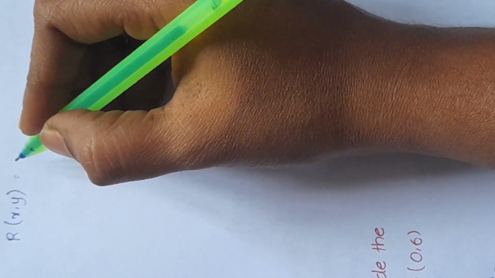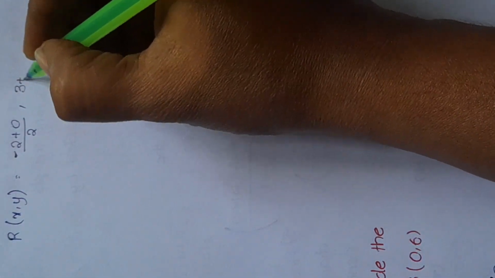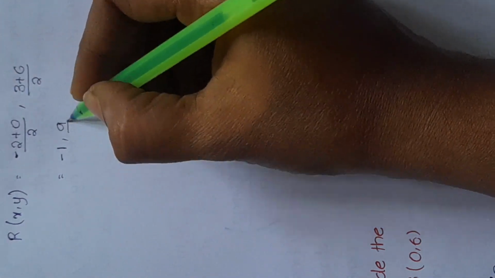Coordinates of R can be found by (-2 + 0)/2, (3 + 6)/2, which is equal to -1, and 3 + 6 is 9, so 9/2.